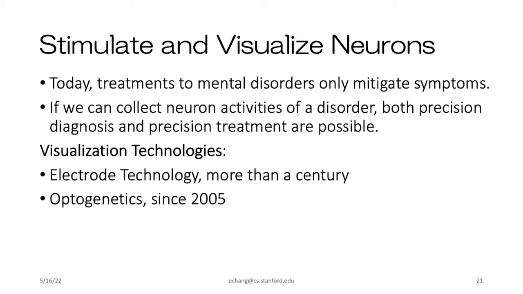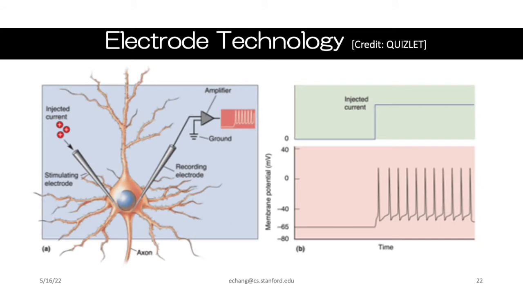There have been two visualization technologies developed for visualizing neurons. The first one is the electrode, which was developed about a century ago. The second one is optogenetics. An electrode injects current into neurons. There are two major metrics to measure the effectiveness of electrode technologies. One dimension is the temporal dynamics: how long the current can be applied to neurons. The second one is the spatial resolution: how many neurons will be covered by this stimulation.